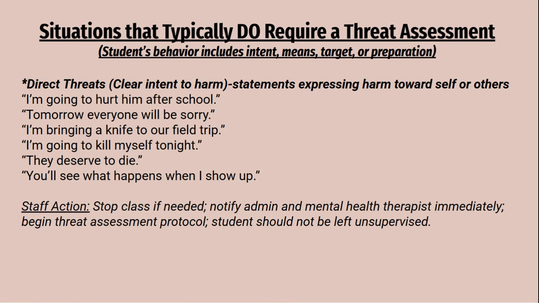Examples of direct threats are statements expressing harm towards others. "I'm going to hurt him after school." "Tomorrow everyone will be sorry." "They deserve to die." "You'll see what happens when I show up." And also statements indicating access to weapons or preparation, such as "I'm bringing a knife to our field trip," or references to obtaining, carrying, or using a weapon. And also statements expressing self-harm or suicidal intent. "I'm going to kill myself tonight." Other statements indicating a desire, intent, or plan to end one's life.